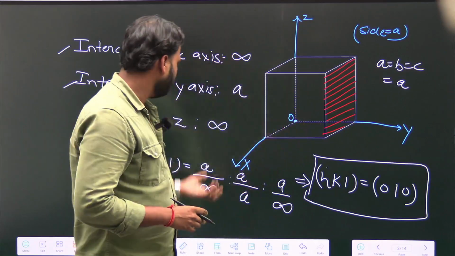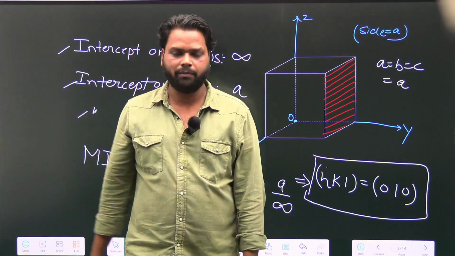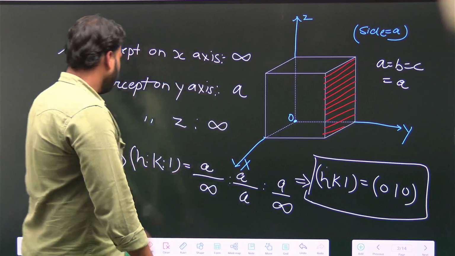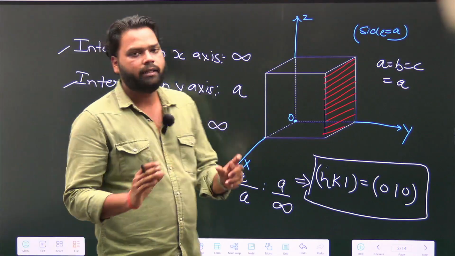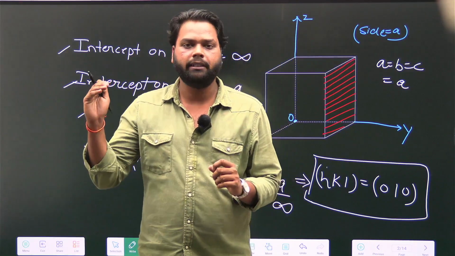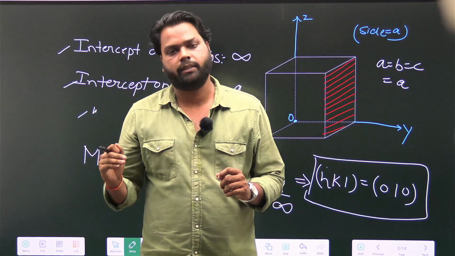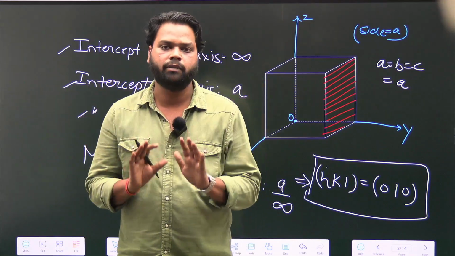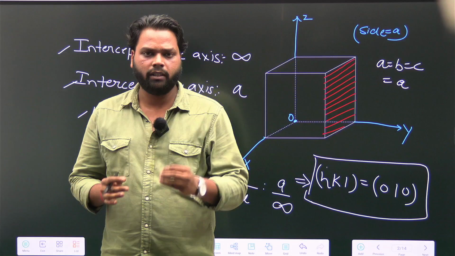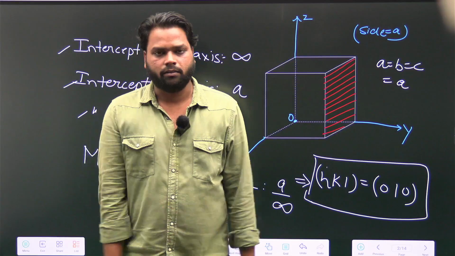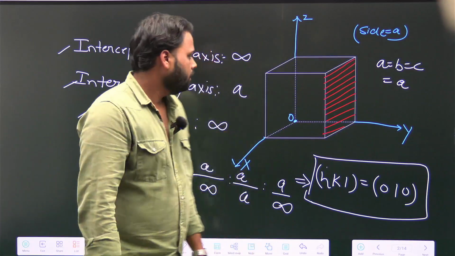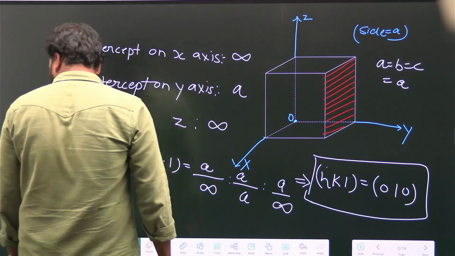ओके, आप कहोगे ओके सर इसमें दो दो जीरो ही हो रहे थे, ठीक है, नंबर्स वाला भी देखते हैं. Okay, just remember these things. I told you, Miller indices is equal to lattice parameter divided by their respective intercept. That's it. That's the basic simple equation of the Miller indices. आप इसको डिवाइड कर दोगे, बाकी सब तो आप मैथमेटिक्स खुद ही कर सकते हो ना.